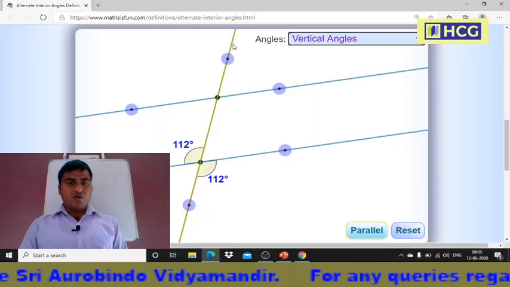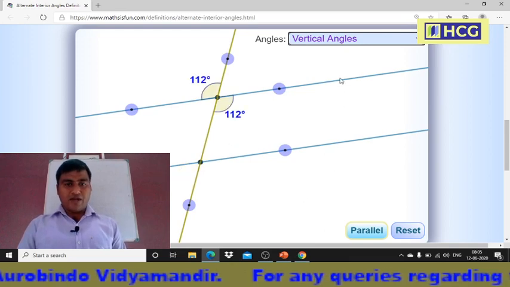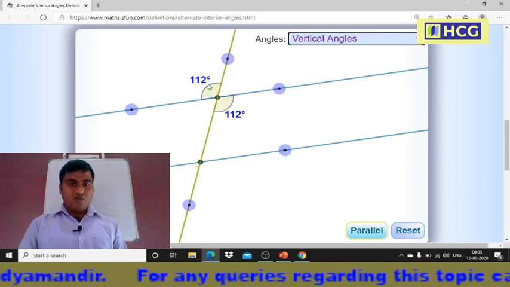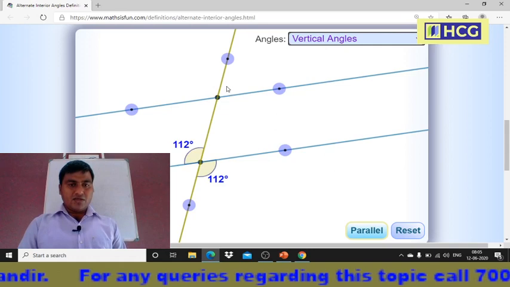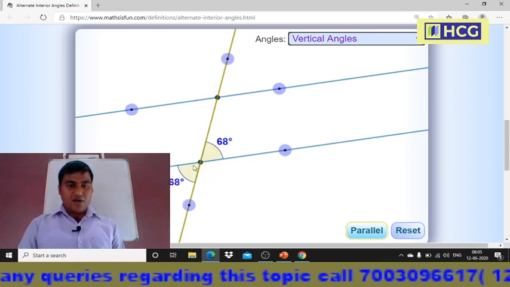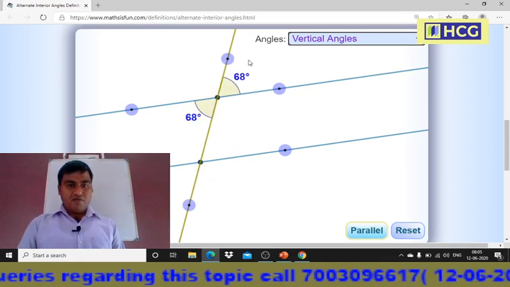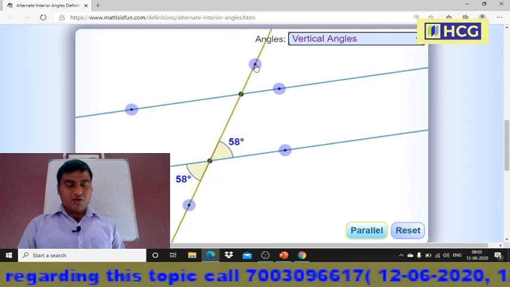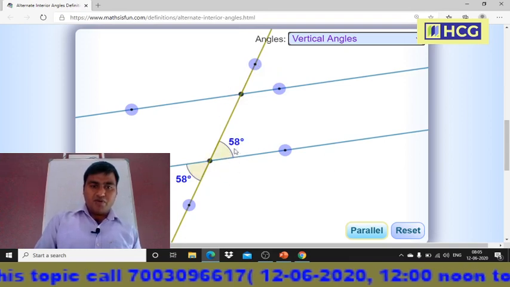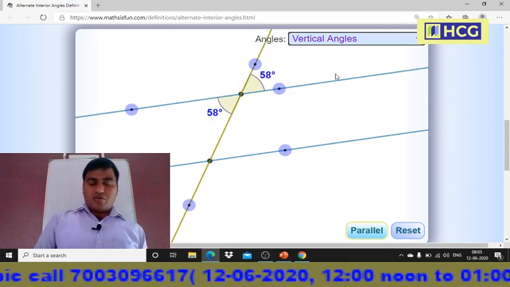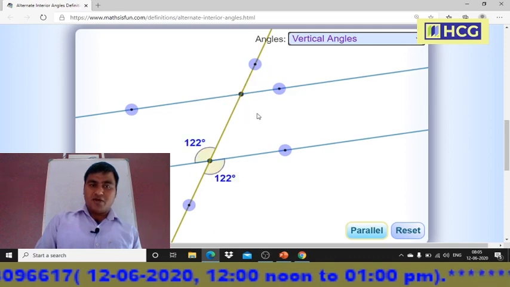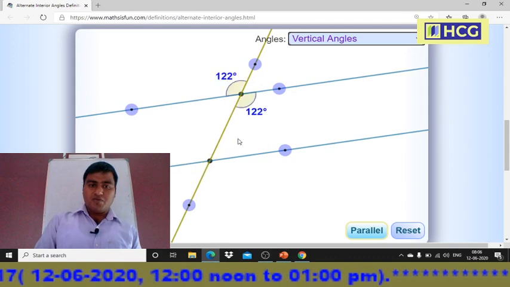Now we see that a yellow line intersects two blue lines. So this yellow line is a transversal. The angles here are 112, 112, 68, 68. If we move the transversal, the measurements of the angles are different: 122, 122, 58, 58. Vertically opposite angles are equal, so these two angles measure 122 each, and these measure 58 each.